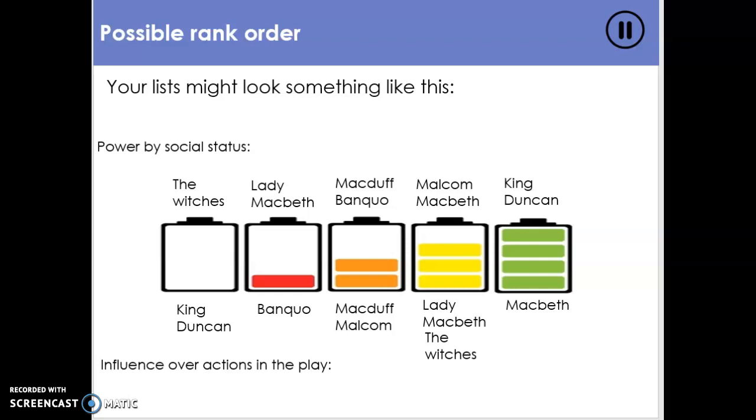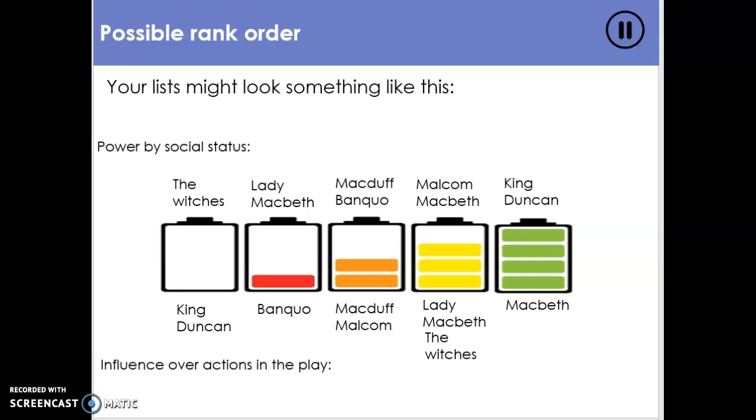Now, of course, what's interesting is when we look at the bottom of the battery and we consider how much influence characters have over the actions in the play. Now, I've put Macbeth on green because Macbeth makes everything happen, doesn't he? Macbeth is the one who does stuff. On yellow, then, I've put Lady Macbeth and the witches because they are catalysts, aren't they? They do play a role in his journey. They don't actually do the things themselves, but they are pretty powerful in their influence over him.